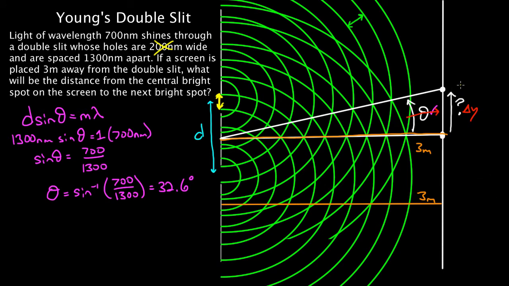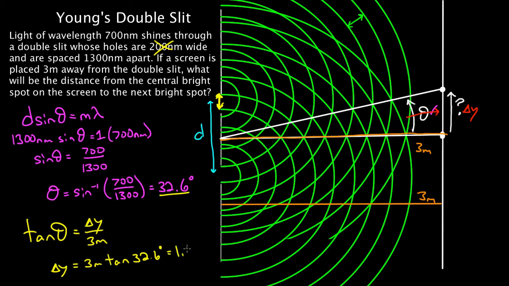And how do we relate the opposite side to the adjacent side? Shoot, I know how to do that. Tangent theta equals opposite over adjacent. And our opposite is delta y over 3 meters in this case. So if I solve this for delta y, I get delta y equals 3 meters times the tangent of theta. Theta we solved for right here, 32.6 degrees. And if you multiply all that out, you get 1.92 meters. That's how big this would be.